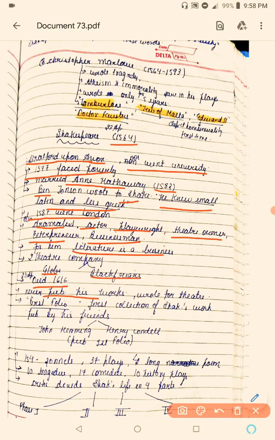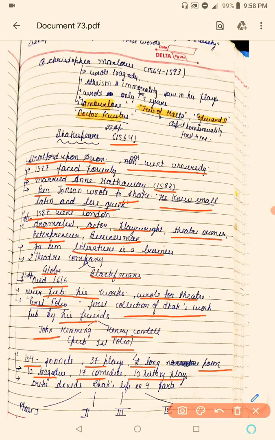He never published his work. He just wrote and never published his work. He wrote only for theatres. The first folio was the first collection of Shakespeare's work, by his friends John Hemmings and Henry Condell. This is known as the First Folio. In this folio, John and Henry published some important Shakespeare works. He wrote 154 sonnets, 37 plays and 4 long narrative poems, 10 tragedies, 17 comedies, 10 history plays.